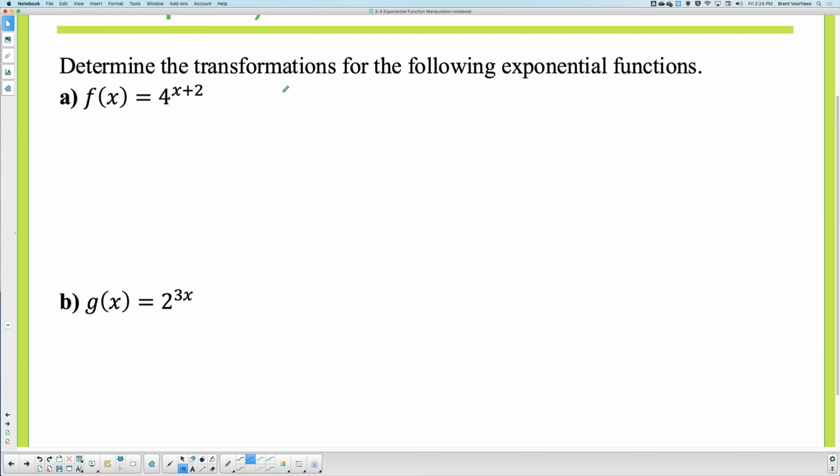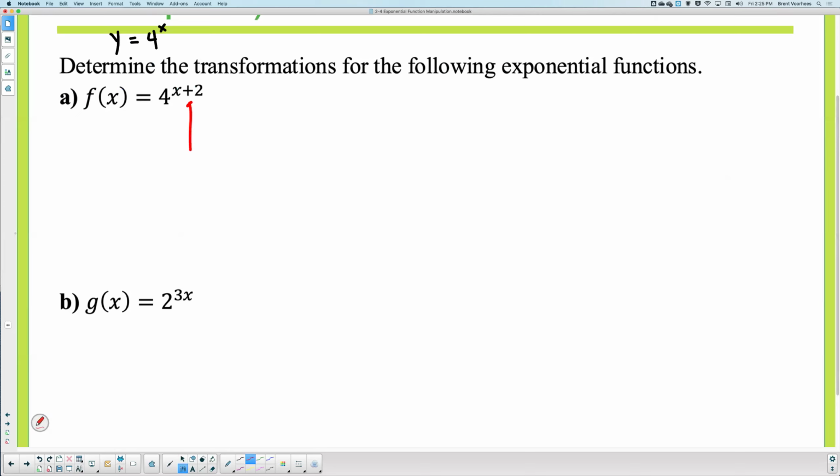It says, determine the transformations of the following exponential functions. And you would need to know where you're starting from. So on this one, let's say we were starting from the equation y equals 4 to the power of x. As you compare example A to what I just wrote up above, what do you notice is different? We're adding to the x.